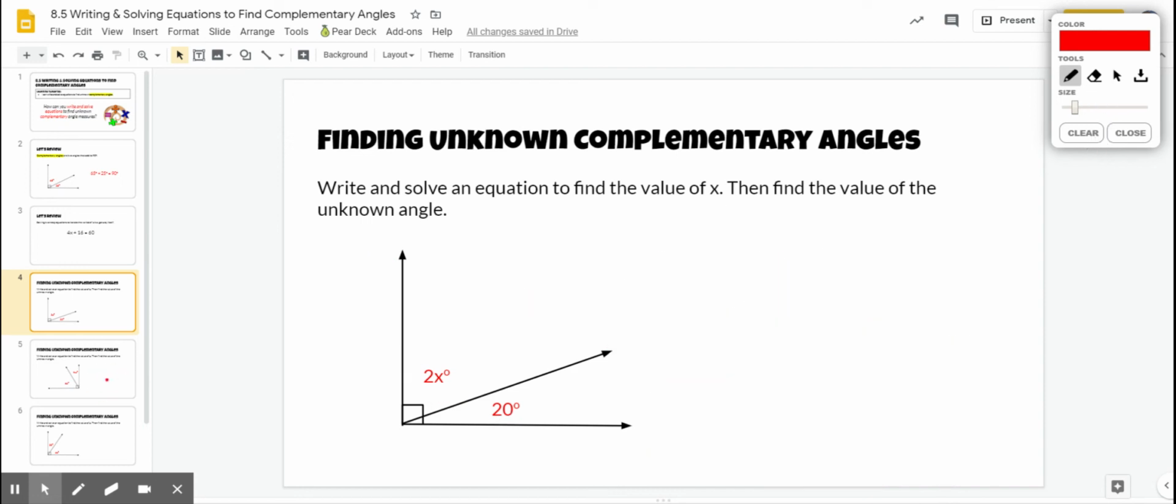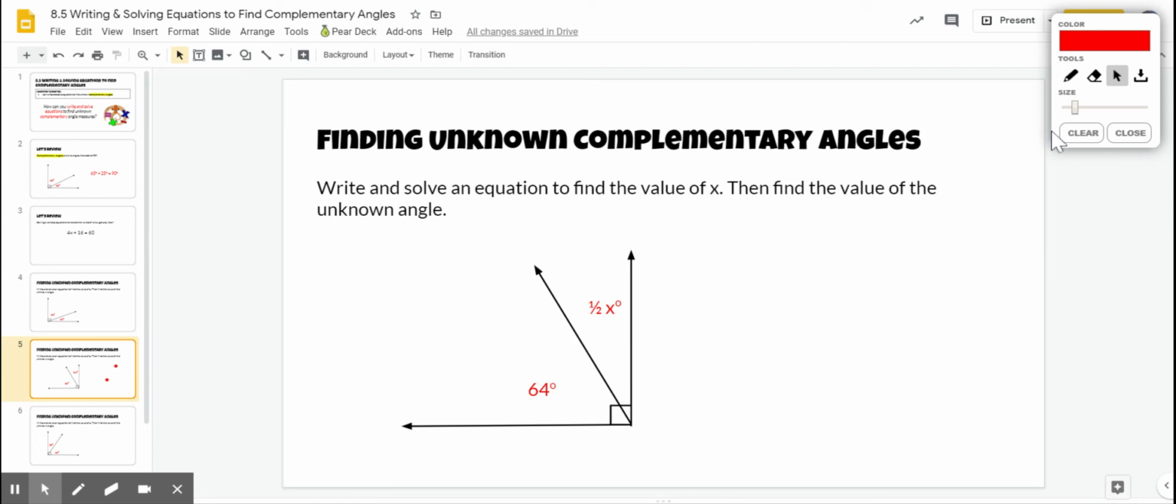Let's try one together. So here we have another pair of complementary angles. And the first thing that we need to do is to write an equation to represent the relationship. So I'm going to ask you to do that now. I'm going to give you a little hint, right? We know that because they're complementary, they're going to add up to 90. So go ahead and write an equation to represent that relationship.